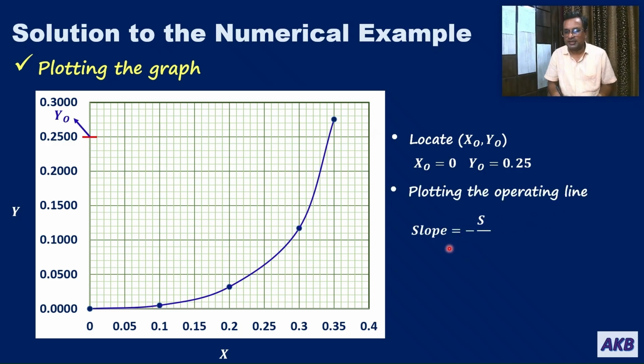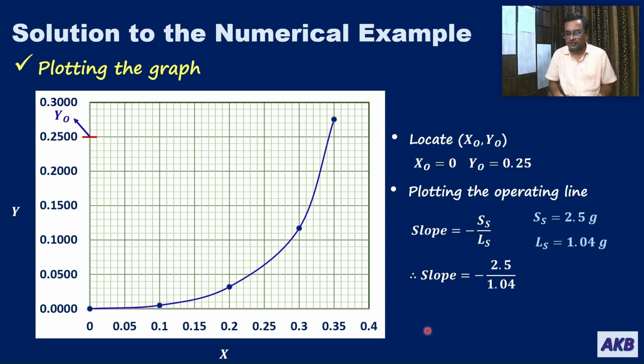For plotting the operating line, we will be using its slope, which is given as minus SS upon LS. SS is given to us, it is 2.5 gram. We had calculated LS earlier, it is 1.04 gram. So if you use these values, we will be getting slope as minus 2.5 divided by 1.04, which gives us the slope as minus 2.4. So we know that the line will be having a negative slope.